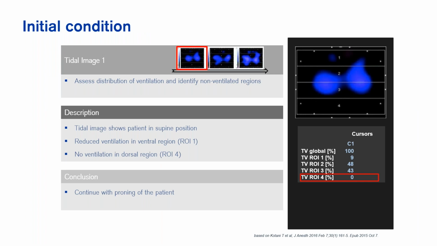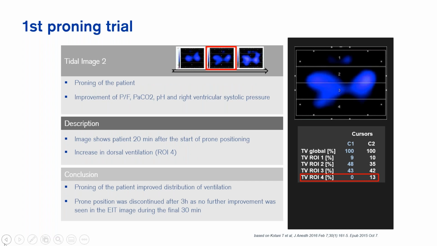And basically, they started with the regional ventilation distribution, with the ventilation distribution in region of interest 4 being 0. There was absolutely no ventilation. That was tidal image 1. So they came to the conclusion to continue with proning. They performed the first proning trial, and then they made the measurements 20 minutes after the start of the prone position, and they saw already an increase in the ventilation distribution in region 4.